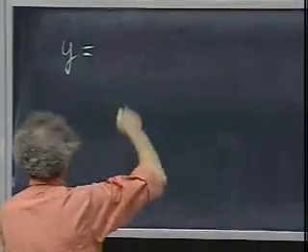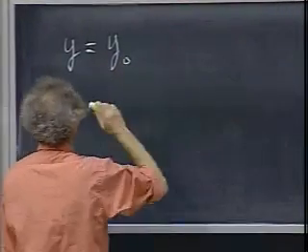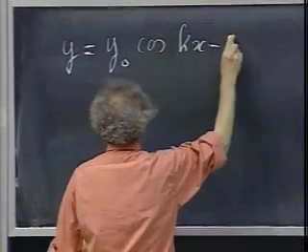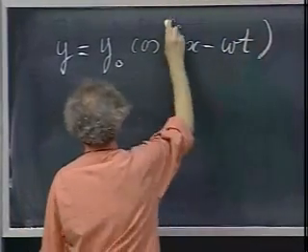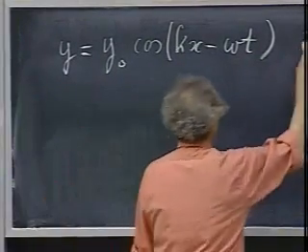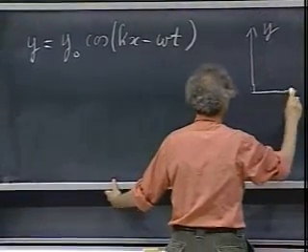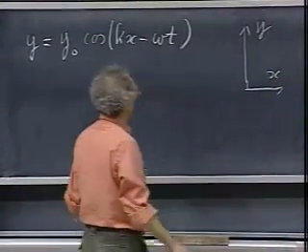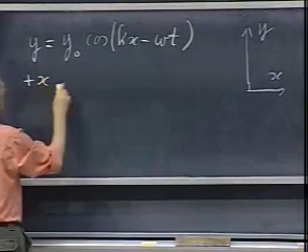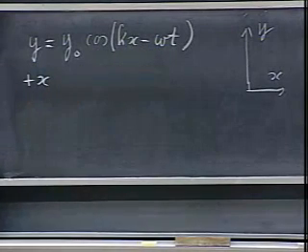I have a string that oscillates in the y direction, and let's say it propagates in the x direction: y0 cosine kx minus omega t. When I see this traveling wave, which is in the y direction and propagates in the x direction, I see immediately that it goes in the plus x direction, because I have a minus sign here that tells me the plus x direction.